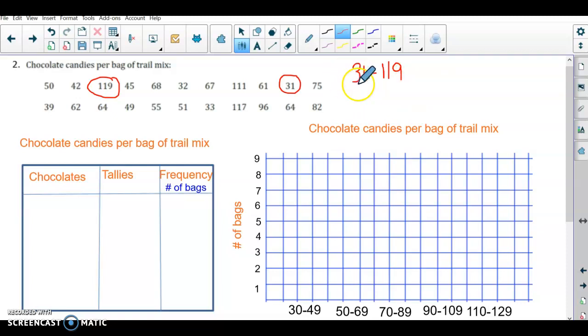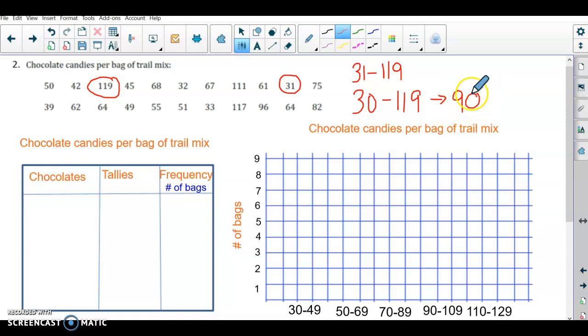But I don't want to just start at 31. So I'm going to make my scale start at 30. And when you start on the 0, you typically end on the 9. So I'm going to go from 30 to 119. And if I want to know how many numbers that is, I'm going to add 1 to this, which is 120. So that's basically 90. Okay, so I've got 90.